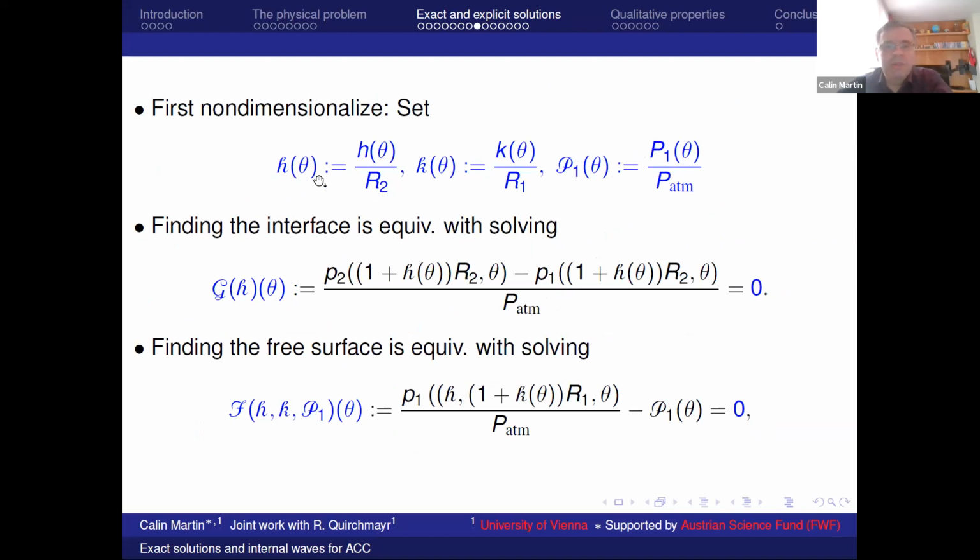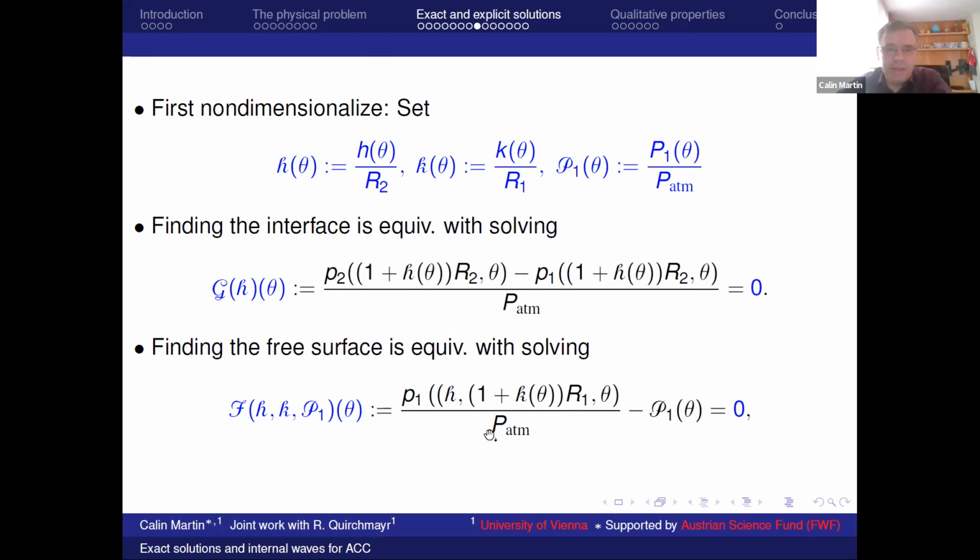So we divide by R2 and R1, respectively. We divide the pressure by the atmospheric pressure, and then finding the interface is equivalent to solving this operatorial equation. I denote this with the operator calligraphic G, and this comes from equating the two pressures along the interface. Finding the free surface is equivalent to using the dynamic condition on the surface, which requires the pressure to be some given function there.